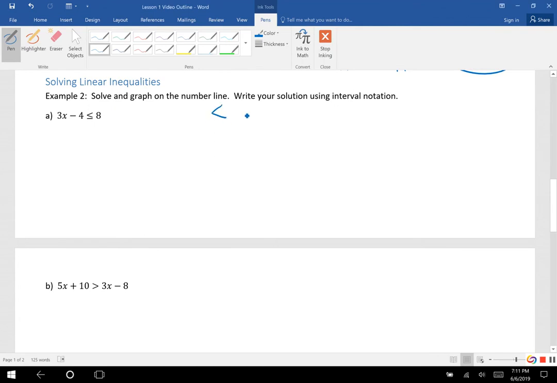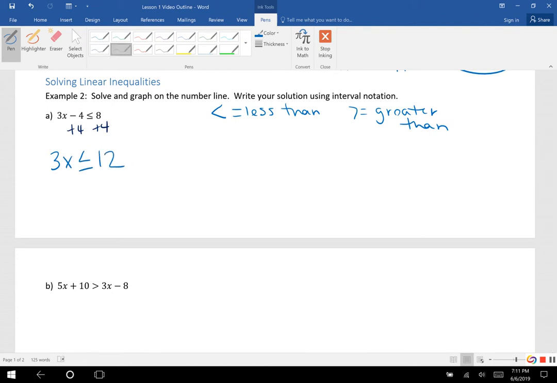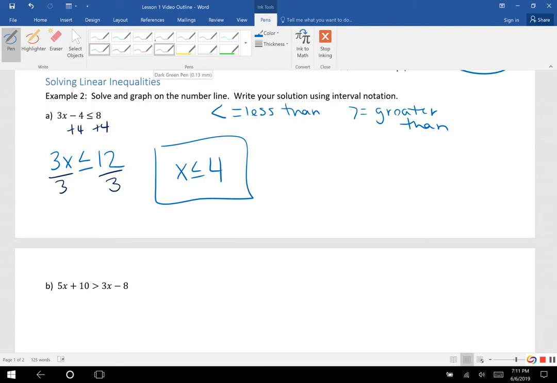Now, solving linear inequalities is very similar. An inequality might have a less than symbol or a greater than symbol. But otherwise, the concept is the same. You want all the x's on one side. You want to isolate the x. So in example A, let's see, if we want the x by itself, we would just add 4 to both sides. That gives me 3x less than or equal to 12. And just like if this were an equation, I could divide both sides by 3, and I get x less than or equal to 4.